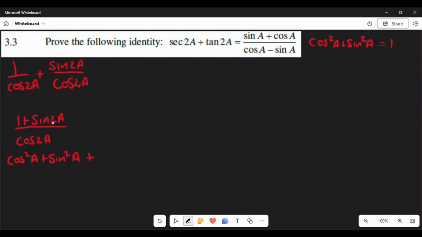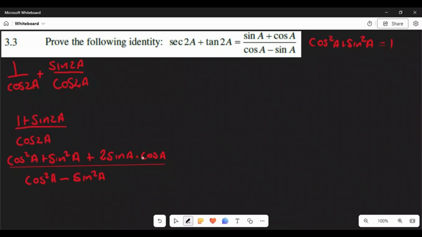Now let's change this double angle identity. So this is going to be 2 sine a multiplied by cos a. So we divide this. This one here also is a double angle identity, so we can change it into cos squared a minus sine squared a. You have to be careful when you change this one, guys, the cos 2a.